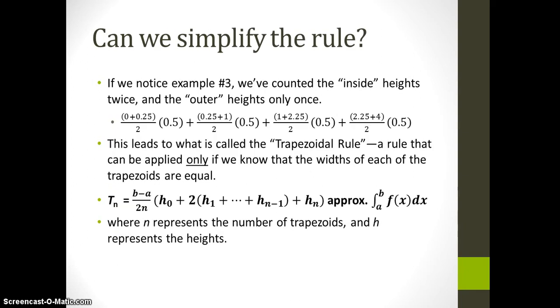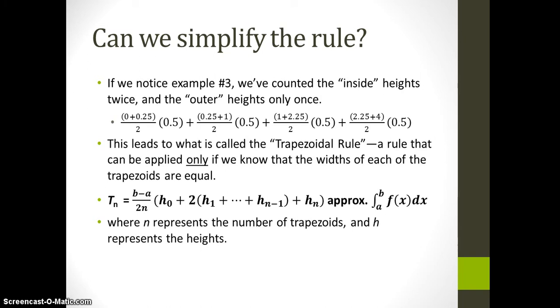So a question you might ask yourself is, can we simplify the rule at all? It seems like a lot of trapezoid areas that we're adding up. If you notice example 3, we've counted the inside heights twice. Those would be 0.25, 1, and 2.25. And the outer heights only once. That's because the left edge of one trapezoid is the right edge of the trapezoid before it. And so we end up counting the inside heights twice and the outer heights, which are on the edges of our interval, only once.